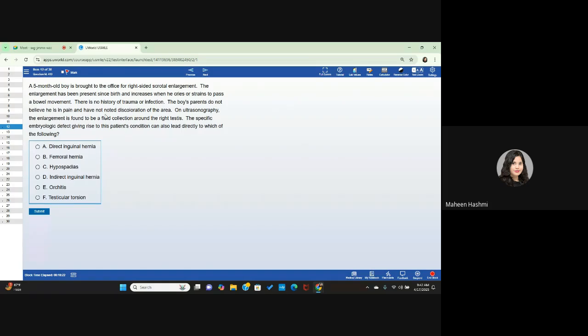On ultrasound, the enlargement is found to be a fluid collection around the right testis. The specific embryological defect giving rise to the patient's condition can also lead directly to which of the following? All right, so we have a right scrotal enlargement that's been present since birth and increases when he cries or strains to pass bowel movements. There is no pain, no discoloration. This is a hydrocele. Hydrocele is a weakness of the processus vaginalis, and that is also the cause of indirect inguinal hernia.